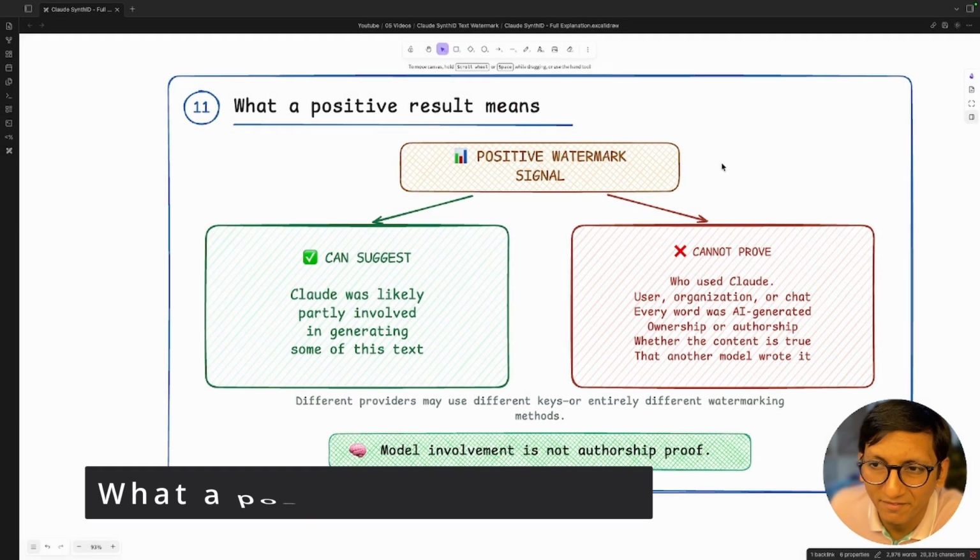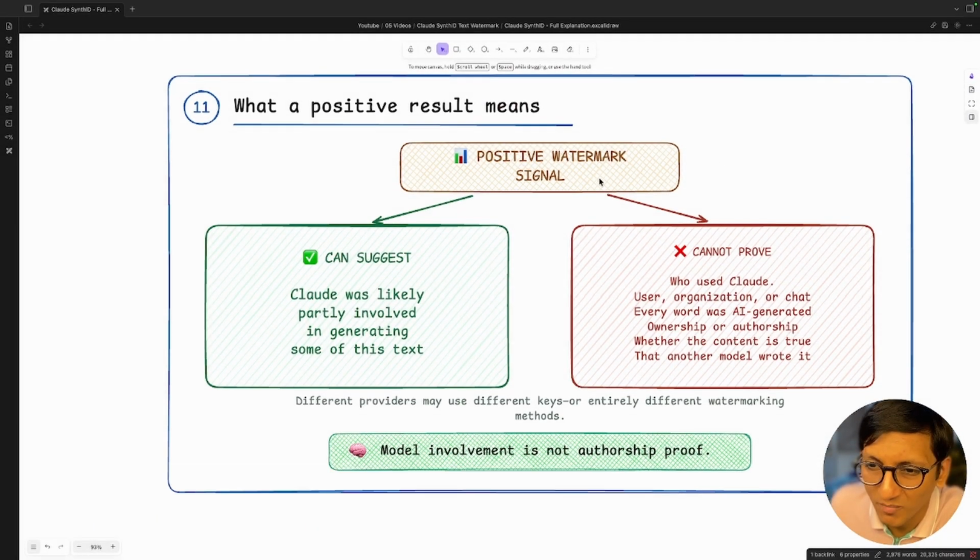Now, what does a positive result mean? A positive watermark signal simply suggests that Claude was likely or partly involved in generating this text, but it cannot say who generated it, which user or which organization generated it, or even whether all of the words are AI generated or not. Different providers can have different keys or entirely different watermarking methods. So the key takeaway here is that model involvement is not author proof, but this token tournament can open up edge cases as well.